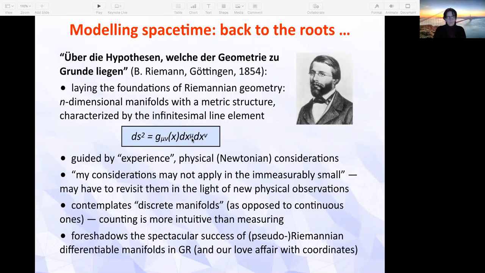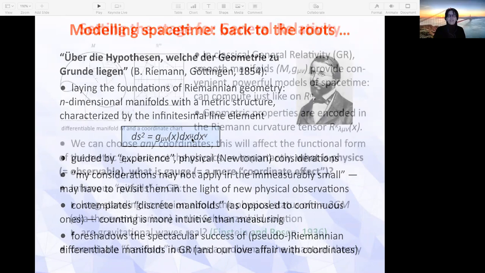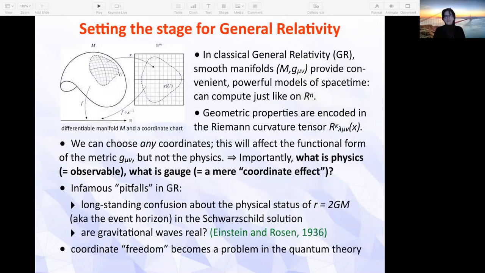Now, I would say, of course, this is very fundamental, together with what also de Gauss did. This really lays the foundations of what we now use in the form of pseudo-Riemannian geometry, that is based on using differential manifolds in general relativity as very powerful models of space-time. So it starts our love affair with coordinates, as I'd like to call it somewhat provocatively. Okay, so this sets the stage for general relativity as we know it from textbooks.